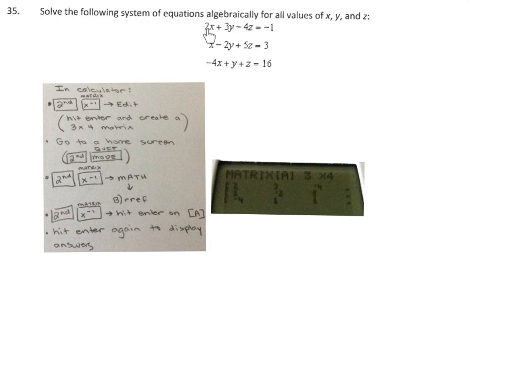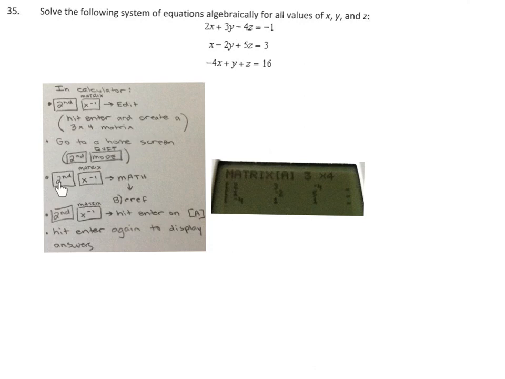So see how we have a 2, then a 3, then a -4, then a -1? I typed in 2, 3, -4, and you can't see it over here because the screen doesn't fit it, but I typed the -1 over here. Okay, you just go through. So 1, -2, 5, 3, and then there's a 3 over here, and so on. Now, step 2 says to go to the home screen. So you're going to clear out of there. You're going to go to second, quit. All right, so now you have a blank screen on your calculator.